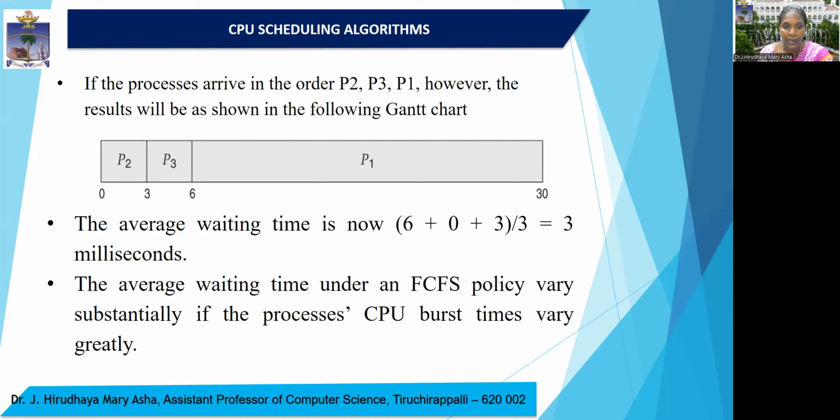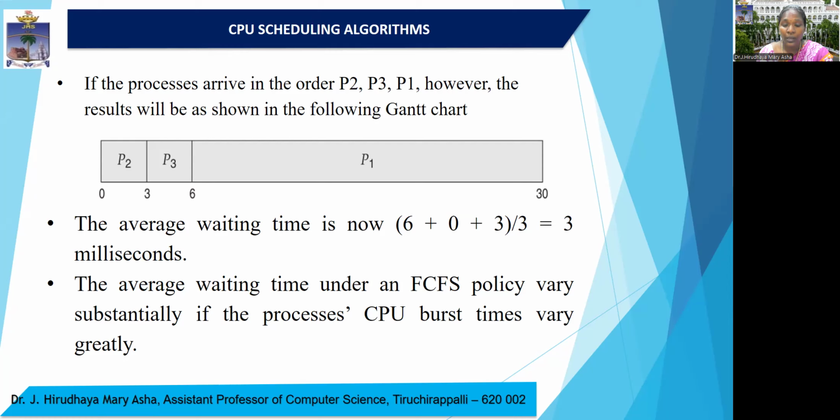Up to 3 milliseconds, it holds the CPU. After the 3rd millisecond, P3 arrives, and up to the 6th millisecond, P3 has the processor for its execution. At the 6th millisecond, P1 gets the processor for execution up to the 30th millisecond. Here, the average waiting time is now (6 + 0 + 3) divided by 3, which is equal to 3 milliseconds.